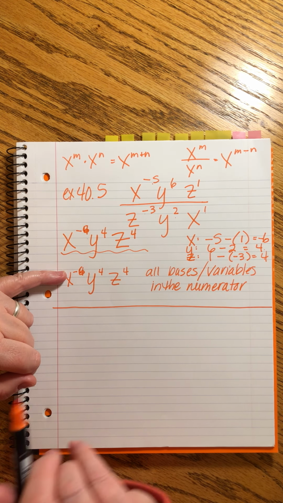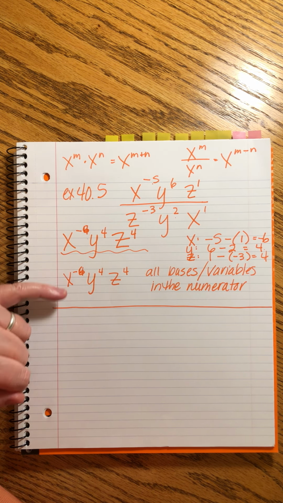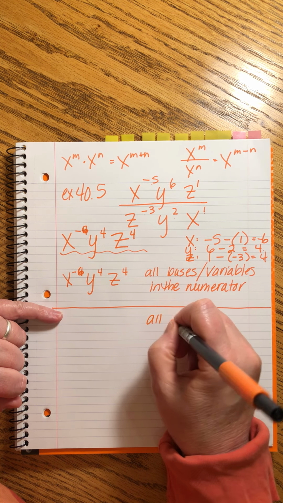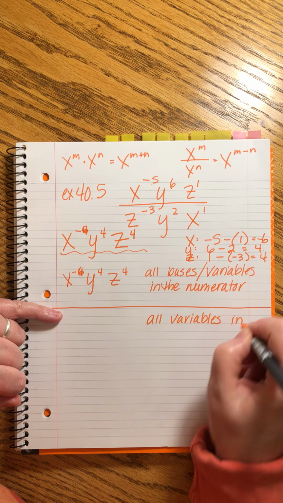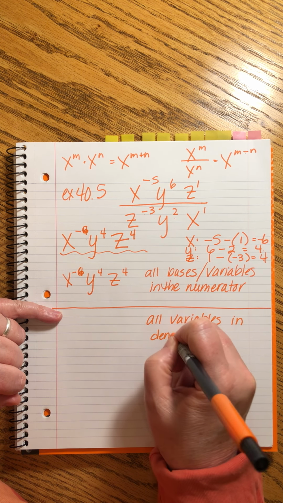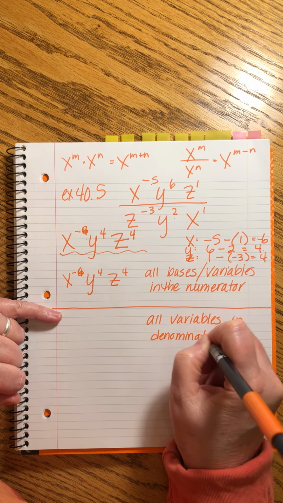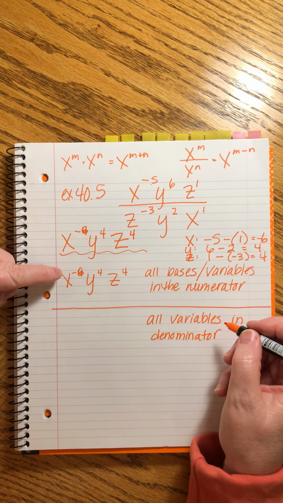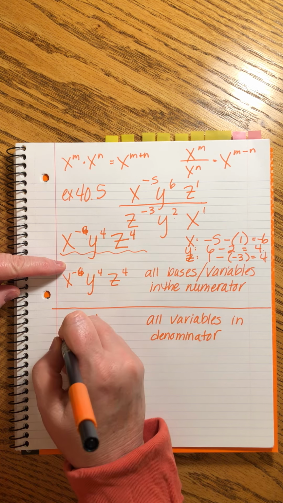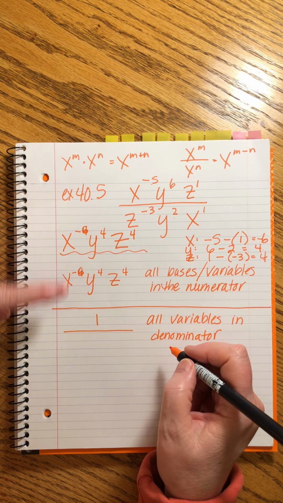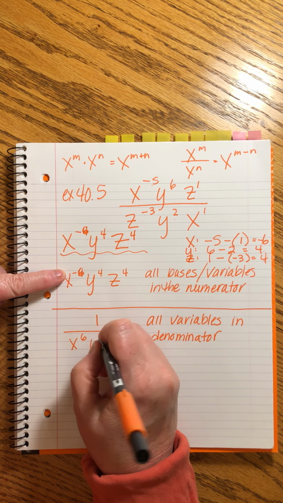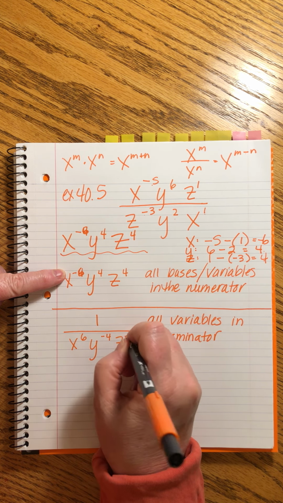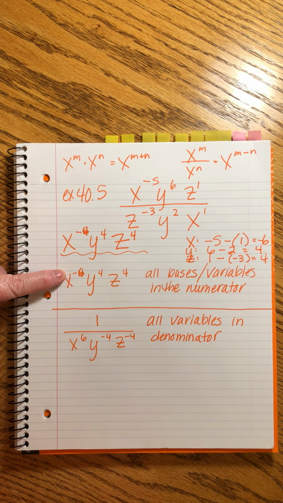Okay, so we can write all the bases or variables in the numerator. Another option is to write all the variables in the denominator. And we use trapezes to swing it down. So what we're going to do is if we want all these guys to be in the bottom, then we have to add a trapeze in. So this would become x to the positive 6, y to the minus 4, z to the minus 4. Right? We would add the trapeze to flip it down.